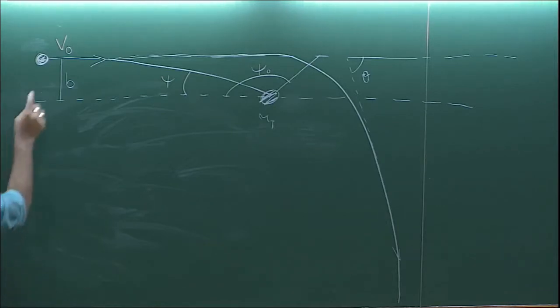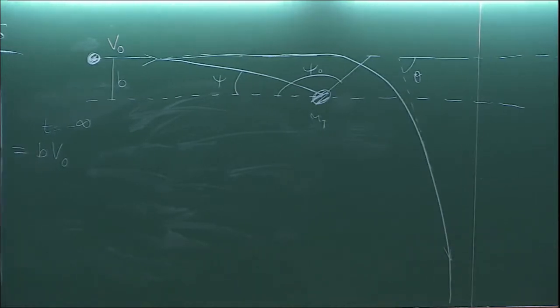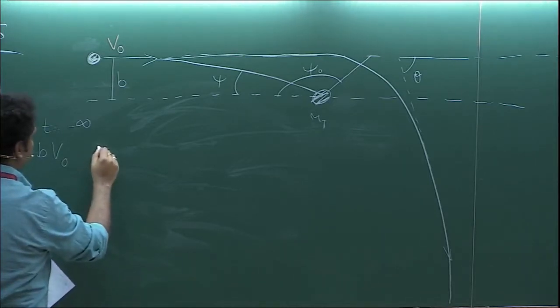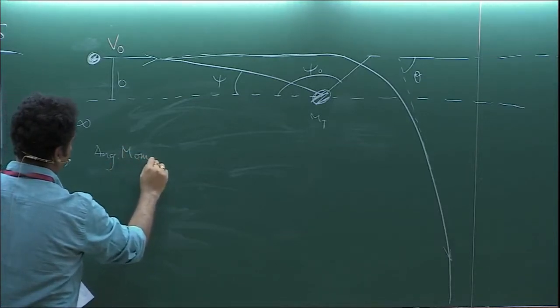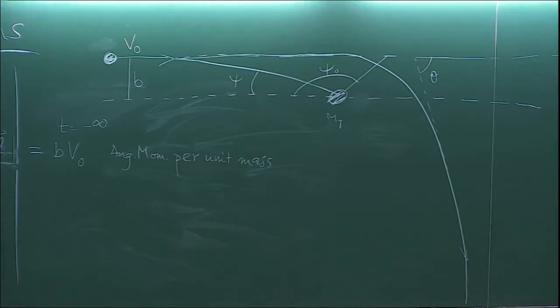But angular momentum is conserved, and at t equals minus infinity, the velocity is v0, in a direction perpendicular to b. So angular momentum is just b v0. Let's keep that in mind. Oh, sorry, per unit mass. Let's call it small l, angular momentum per unit mass. Mass is not changing, so no point carrying it over.